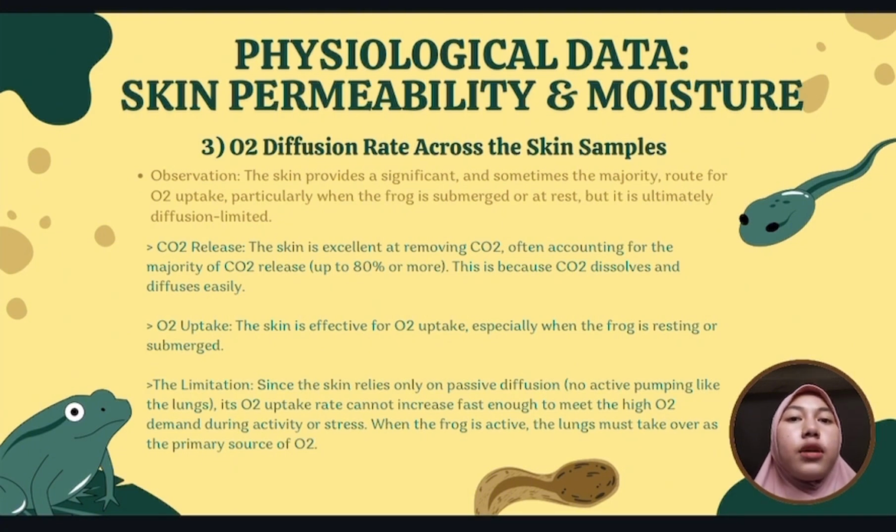While for O2 uptake, the skin is effective, especially when the frog is resting or submerged. The limitation: since the skin relies on passive diffusion, its O2 uptake rate cannot increase fast enough to meet the high O2 demand during activity or stress. When the frog is active, the lung must take over as the primary source of O2.